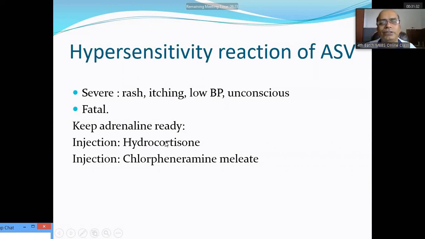Now, hydrocortisone is a steroid. Keep hydrocortisone ready. It may take some time to act, but after a few minutes, it is effective against hypersensitivity reactions. And another is chlorpheniramine maleate. So you have to keep ready three drugs: adrenaline, hydrocortisone, and an antihistamine drug before starting anti-snake venom. Some doctors even give hydrocortisone and chlorpheniramine before starting anti-snake venom.